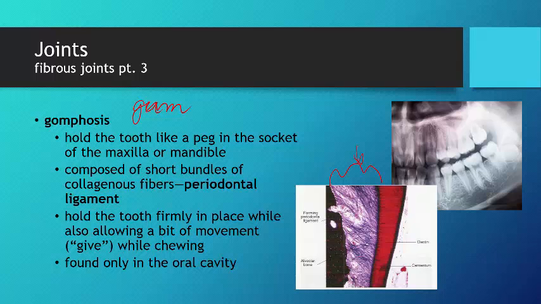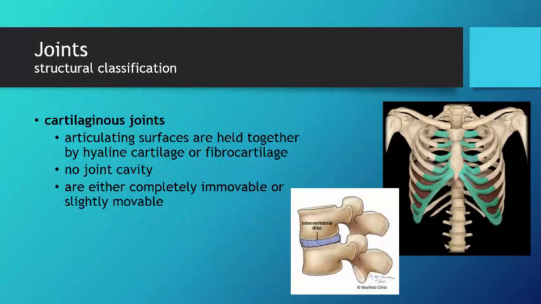Now let's move on to the next category, the cartilaginous joints. First an overview of them. In cartilaginous joints, the articulating surfaces are held together either by hyaline cartilage or by fibrocartilage. We don't see elastic cartilage forming a joint. It would be too stretchy. It wouldn't be of much value if it were elastic cartilage. Again, no joint cavity in a cartilaginous joint, and they are either completely immovable, but most have some slight movement available to them, these cartilaginous joints.